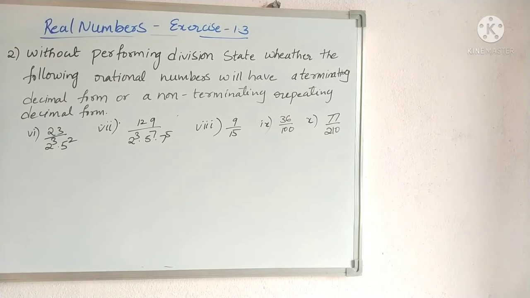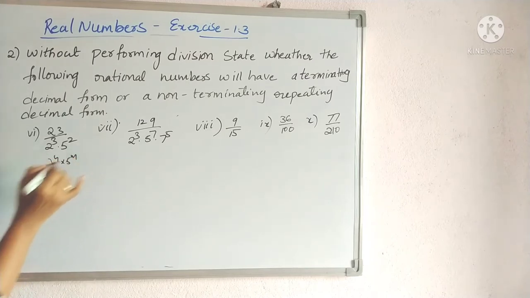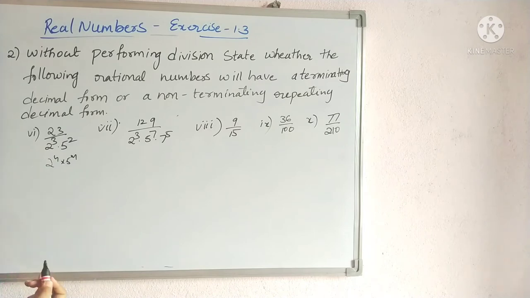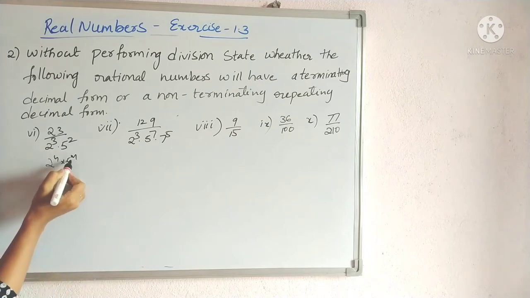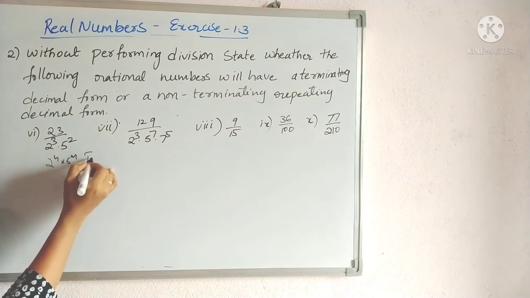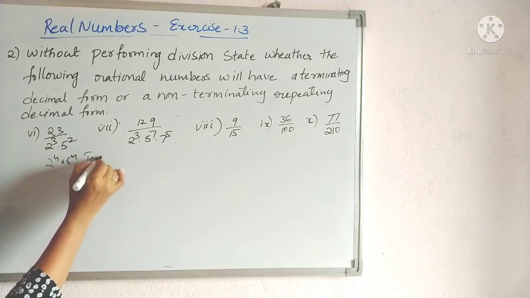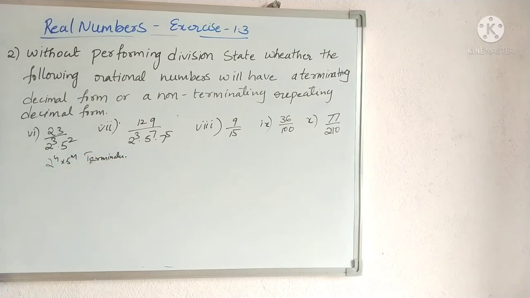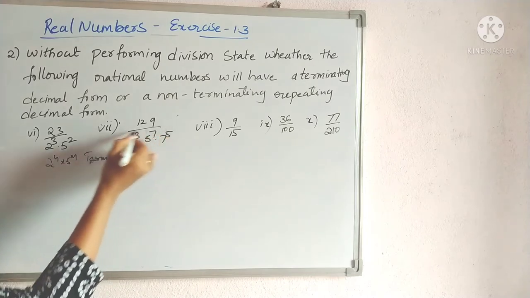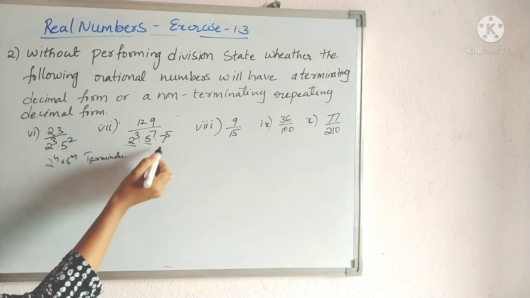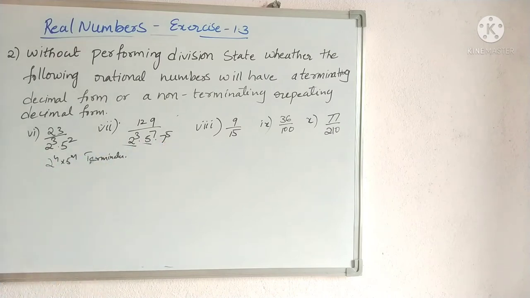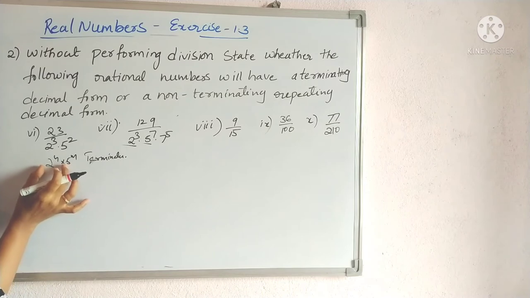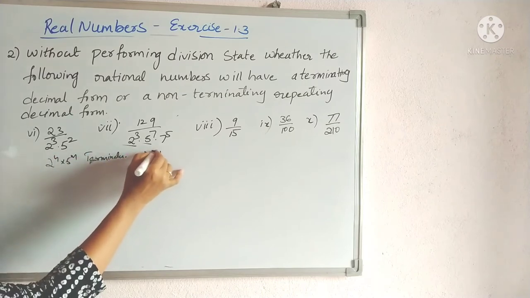So the next remaining problems are here, the sixth one. If we observe the denominator, it is in the form of 2 power n into 5 power m. So you should write this if they ask for 1 mark: it is in the form of 2 power n into 5 power m, so it is a terminating decimal. I'm not writing because the video length may increase. Here in the denominator, 2s are there, 5s are there, but 7 power 5 is also there. The denominator must be only in the form of 2 power n into 5 power m, so it is a non-terminating repeating decimal.